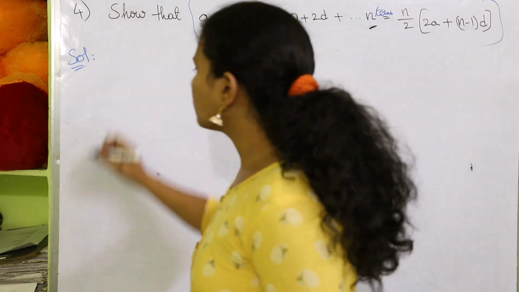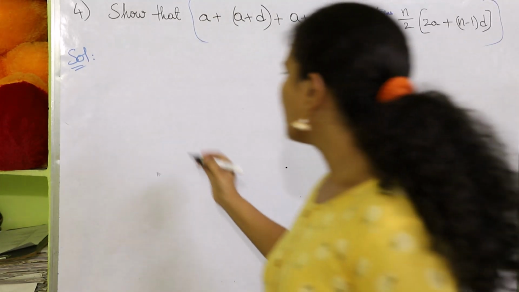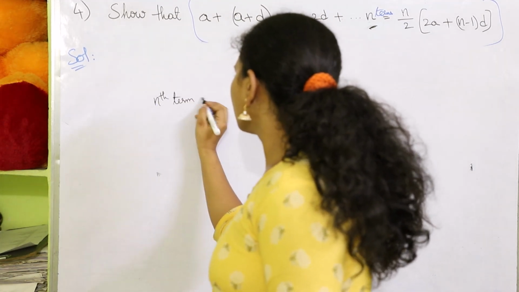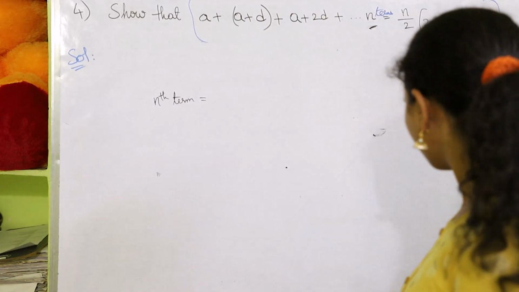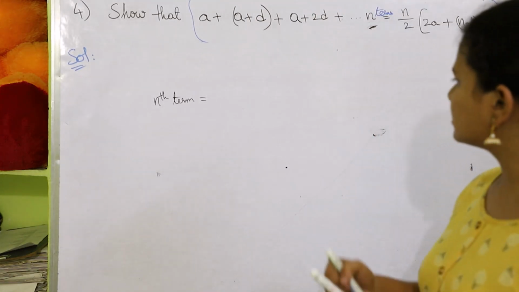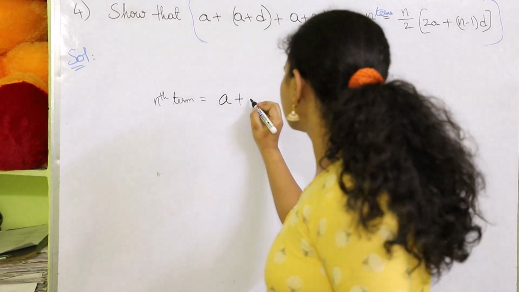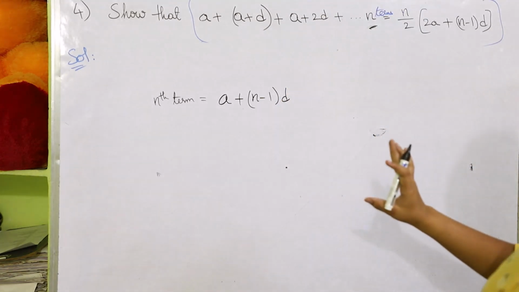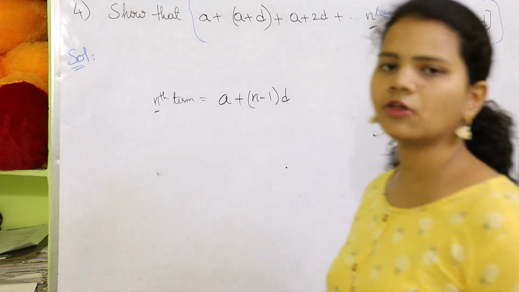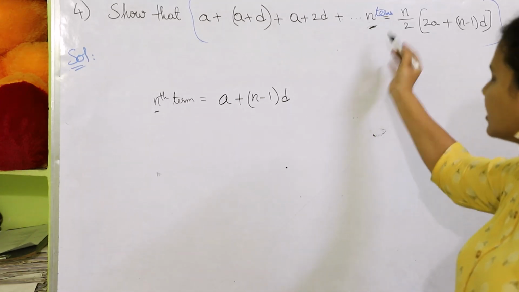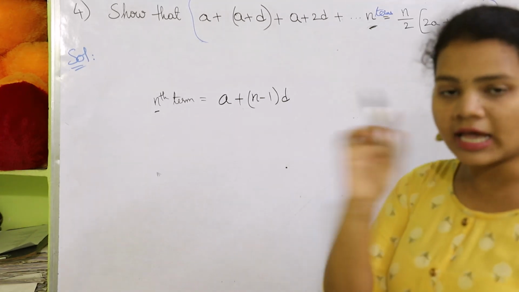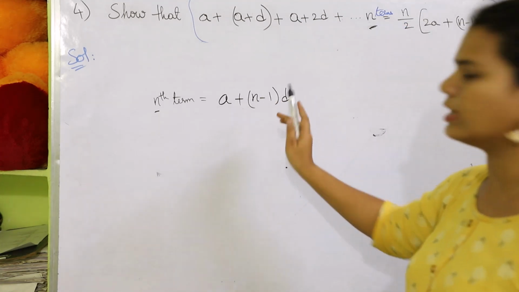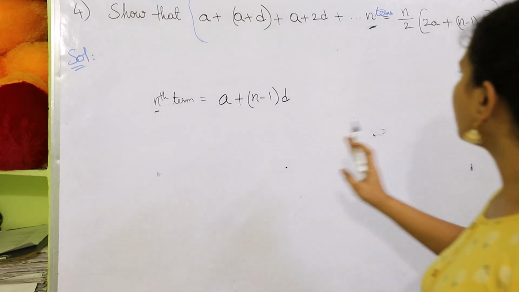You have a formula for this: the nth term is equal to a plus n minus 1 into d, right? This is the given formula. Now instead of the nth term, you place a plus n minus 1 into d. Remember, guys, this is the n value and this is the nth term value. Now come back to the other sum.